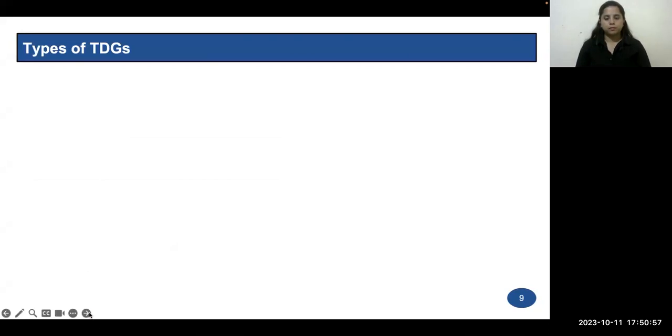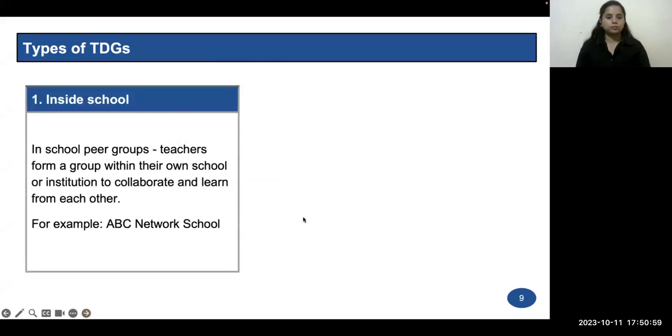First one, inside school. This type of teacher development group is mostly established in the school premises within the institutions by 3 or 4 teachers. They are collaborating and learning from each other.